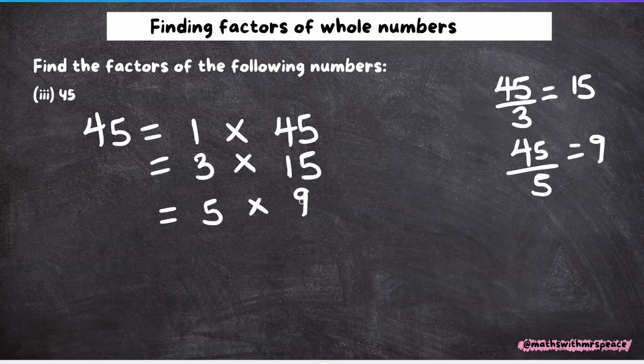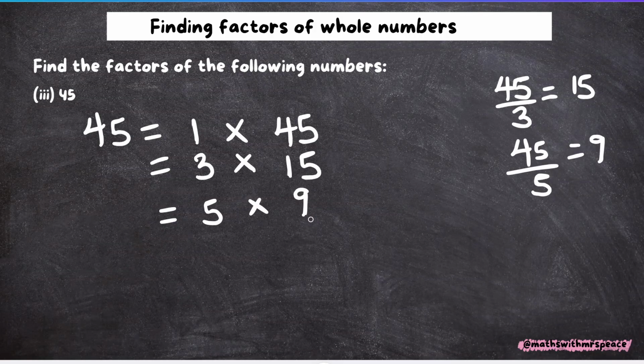6 is our next number. 45 divided by 6, we know that's not going to go through. It's going to give us a remainder. 45 divided by 7 as well will give us a remainder. That's just going to be 6, remainder 3. So there's no point trying 7. 45 divided by 8 will be 5, remainder 5. Remainder there, no point. So the next number will be 9.